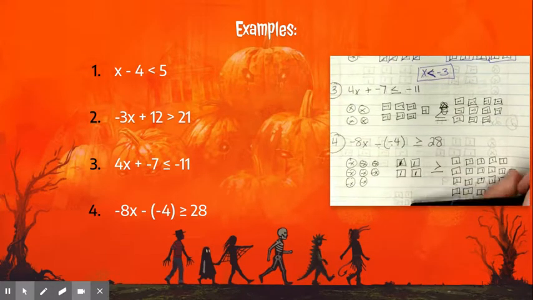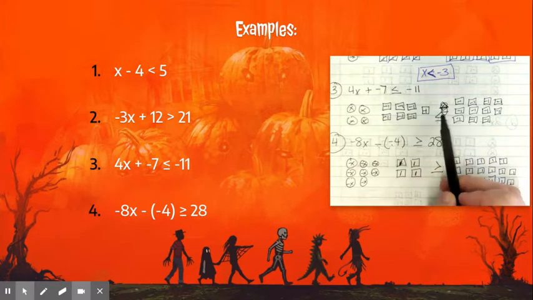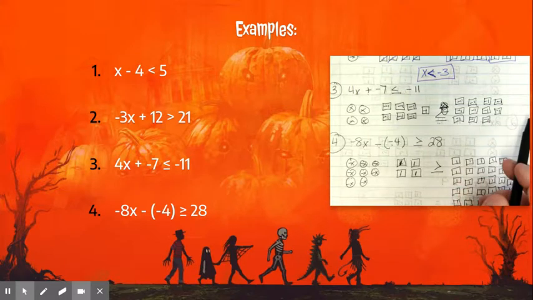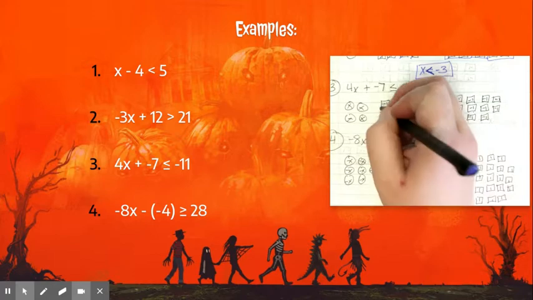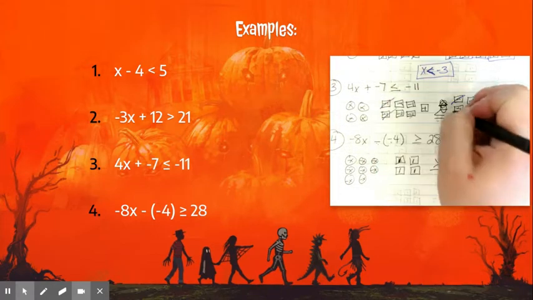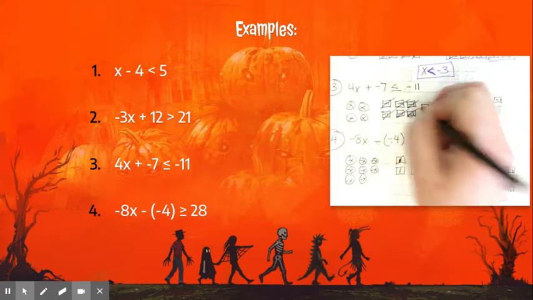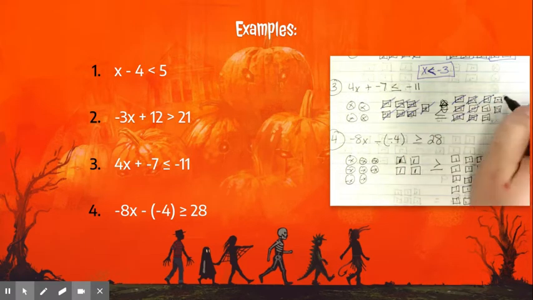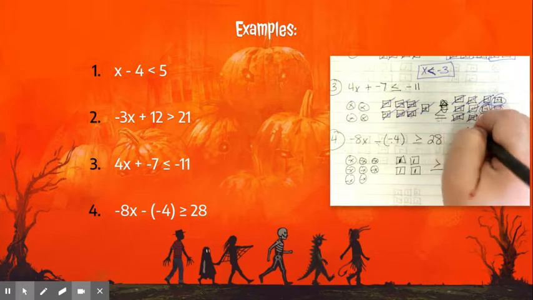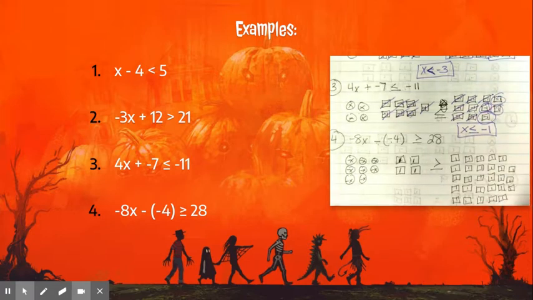Okay, now we're going to do it. So we have 4x plus negative 7 is less than or equal to negative 11. They're both negative on both sides, so we're going to cross it out one for one. 1, 2, 3, 4, 5, 6, 7. And I have 4 here and 1, 2, 3, 4 here, which means it's 1 for 1. So it's going to be x is less than or equal to negative 1. So there's only 1 in each group.